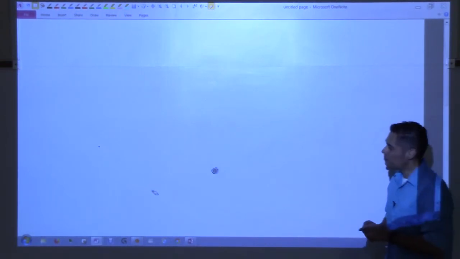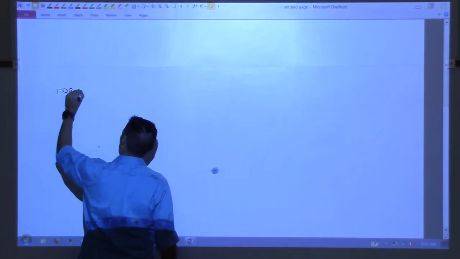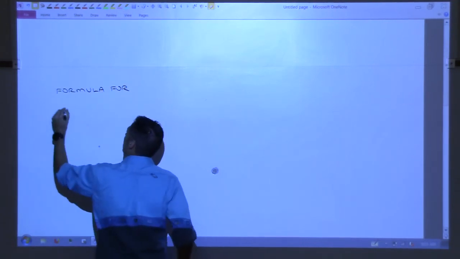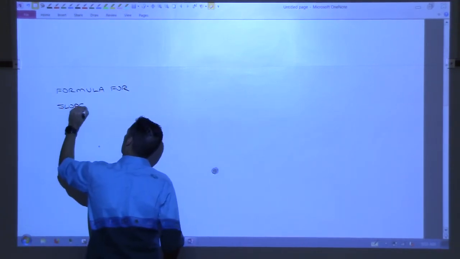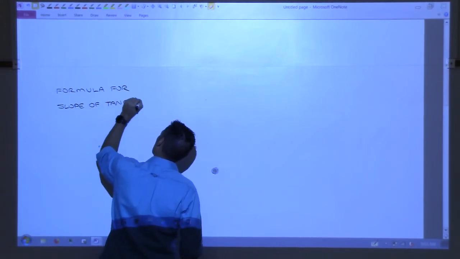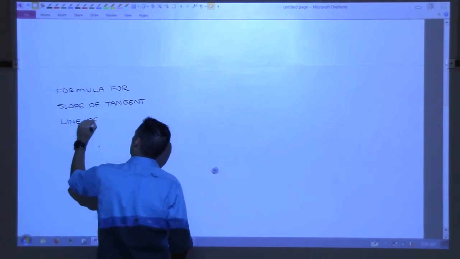All right? So the formula for the slope of the tangent line of a function.